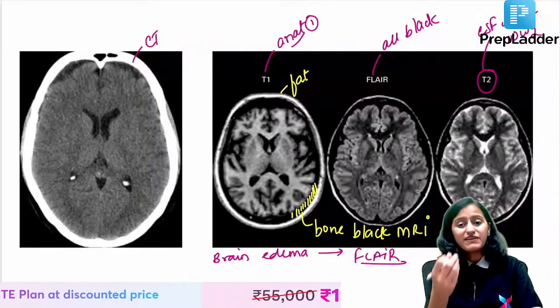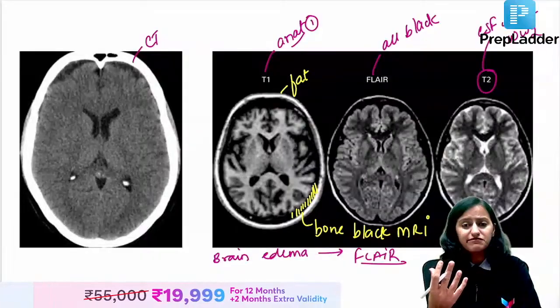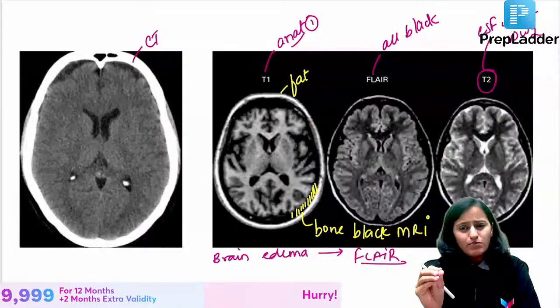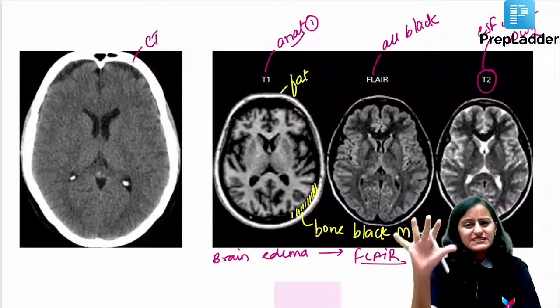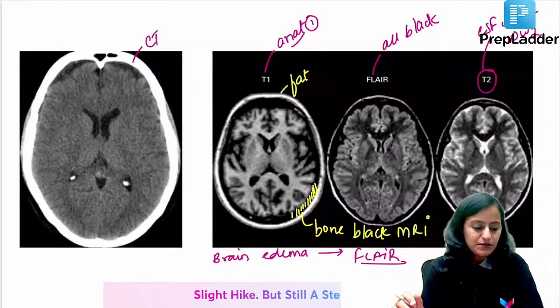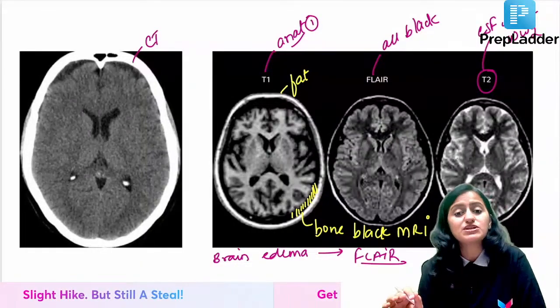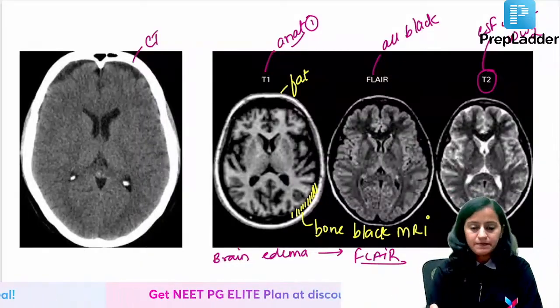Why? Because in FLAIR, the edema is pathological fluid that appears white. The normal water, CSF, is becoming black, but the edema becomes white. So rest everything is black. The edema will stand out in the black background. Remember, it is FLAIR which helps you to pick up the pathologies in the brain, right?